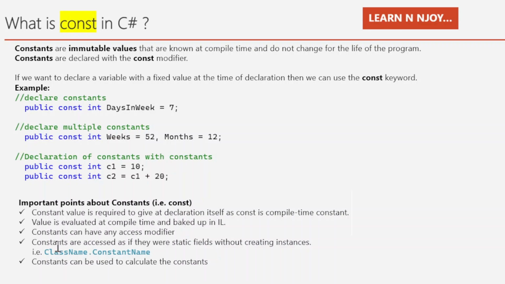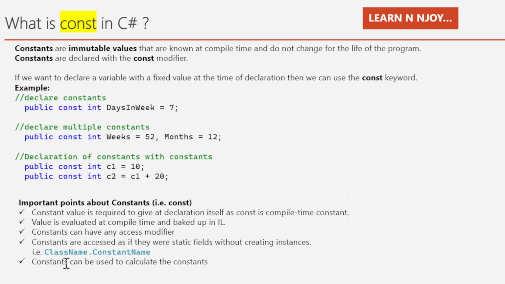Number four, constants are accessed as if they were static fields without creating instances. So for accessing the constant, we don't need to create an instance of the class. We can directly use it as class name dot constant name, and we are able to access the value of the constant. So that's what this fourth statement is saying.